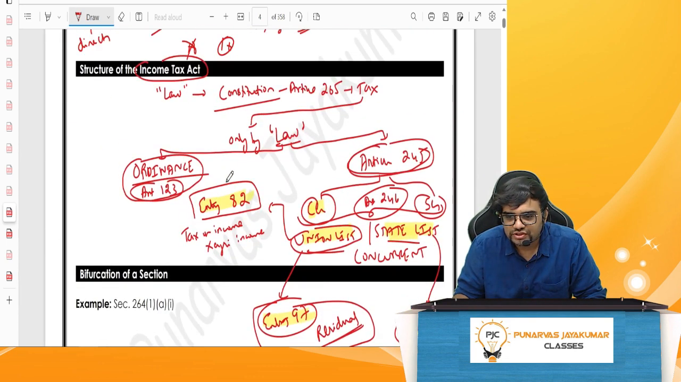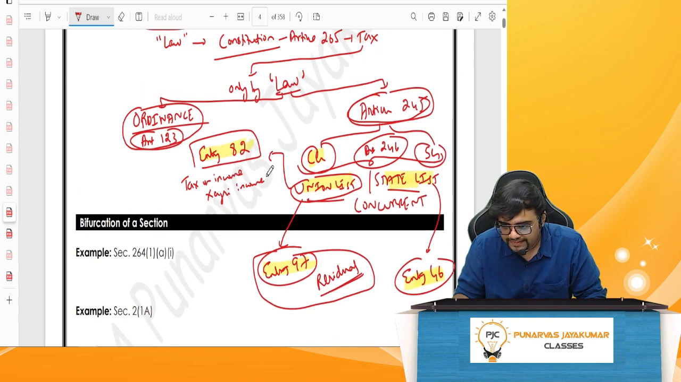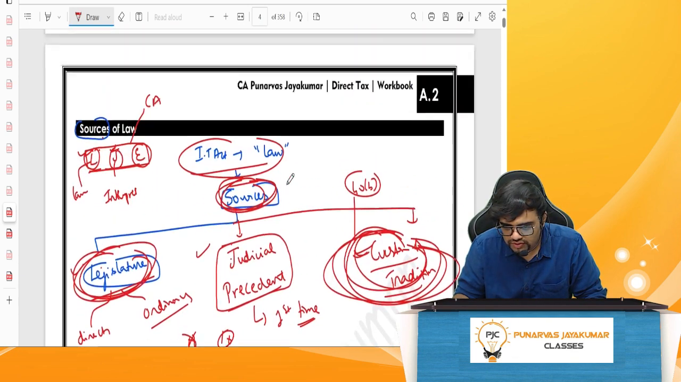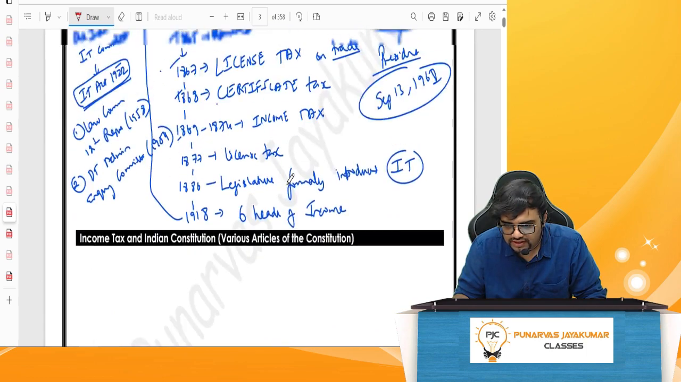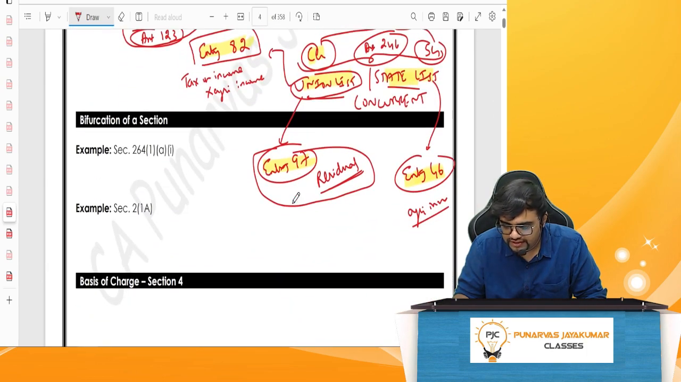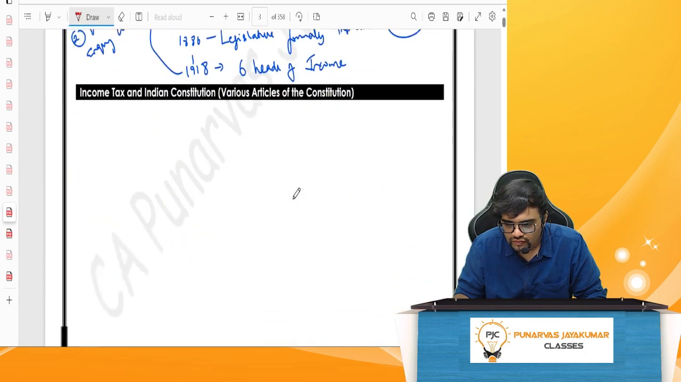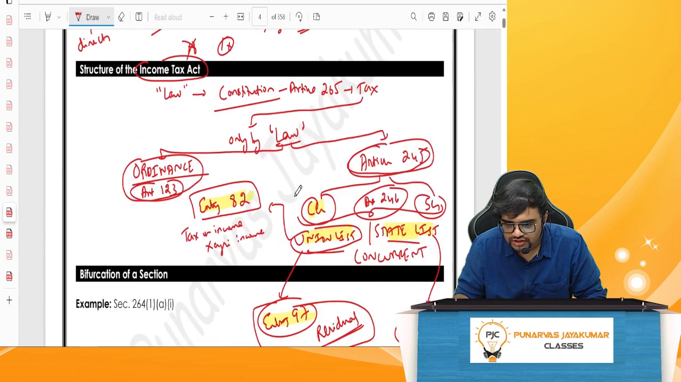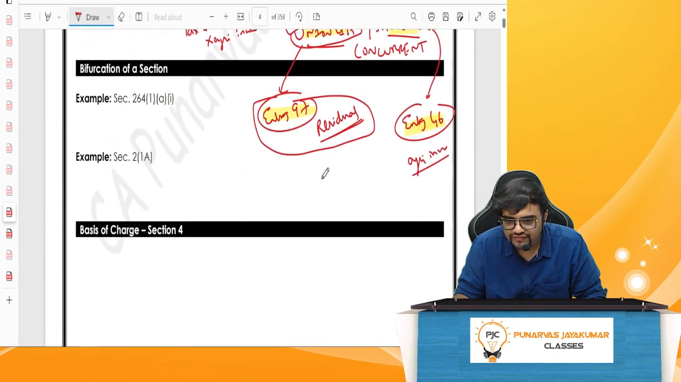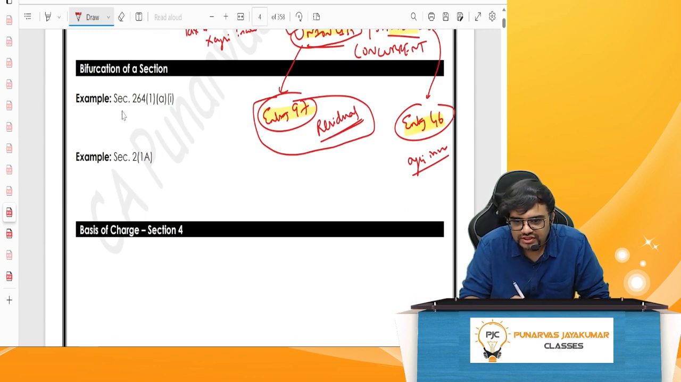So law, constitution, article, and that is what it is. Now, moving on, guys. Coming to these areas, Kesavananda Bharati, all that we saw. Now, any section for that matter. And before that, we'll finish this. Structure of the Income Tax Act is done. Bifurcation of any section. So guys, a random section I'm telling here: 264, 1A1, something randomly I'm telling.